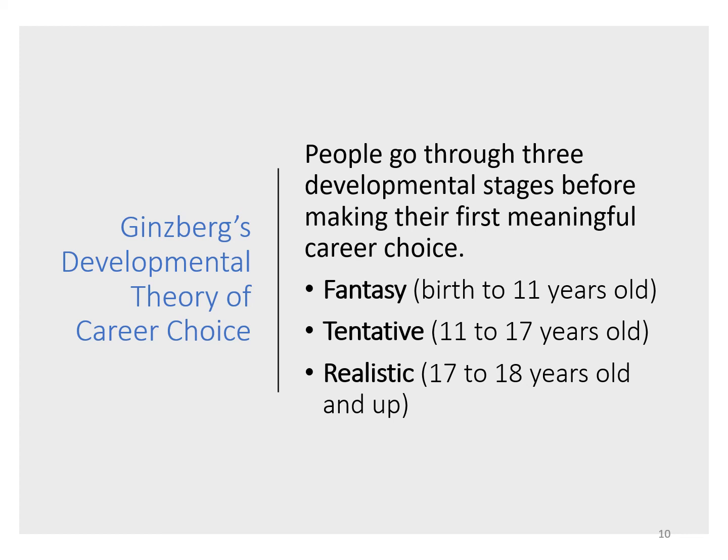Tentative, 11 to 17 years old. People in this stage are self-focused and are in the process of evaluating their interests, capacities, and values. Career choices may still be unrealistic. Realistic, 17 to 18 years old and up. In this stage, career choices are based on a more realistic understanding of oneself achieved in the previous stage, and on a realistic assessment of job demands, requirements, and availability. Career choices made in this stage are generally achievable.